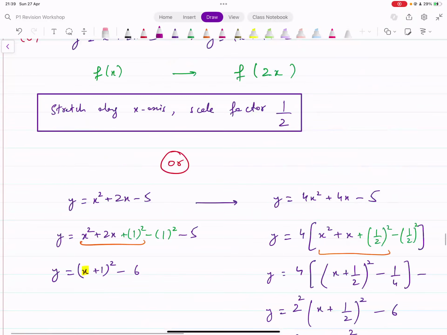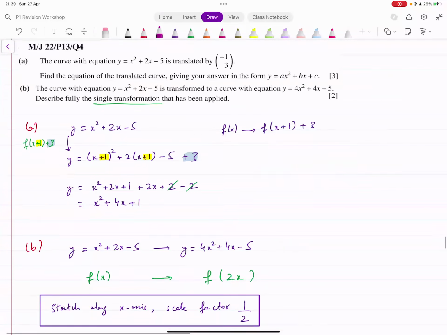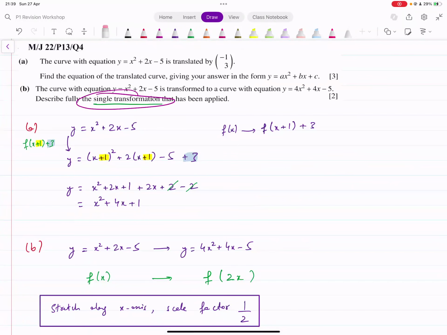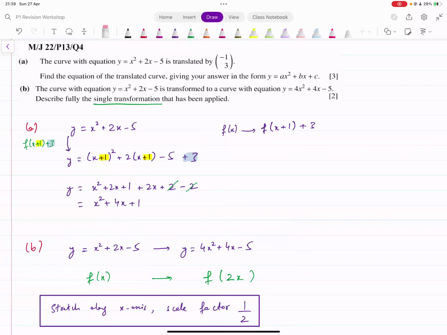Sometimes when they say it's a single transformation, in that case, it is sometimes possible to do it directly as well, but you have to think a bit about that. For example, in this case, you've got this function x squared plus 2x minus 5, and another function 4x squared plus 4x minus 5. The function on the left side is being transformed to the function on the right side. Now, what transformation is this? You can think about this in your head as well.